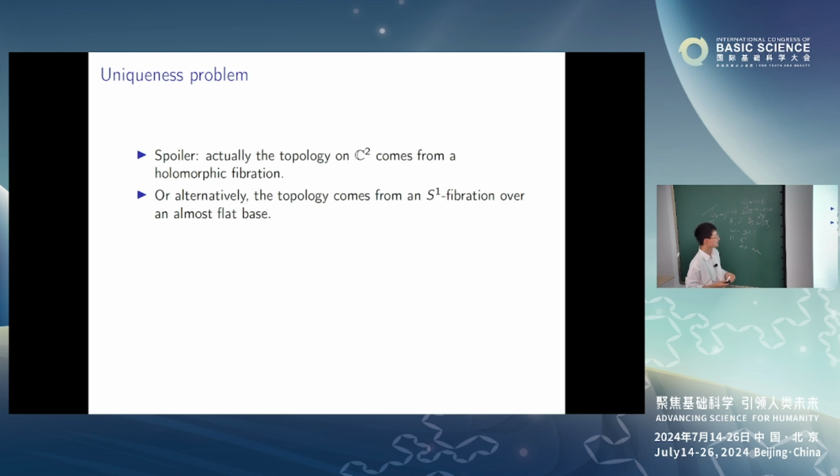So by now we understand there are several viewpoints from which you can understand LeBrun's example. People think Calabi-Yau metrics should come from some topological reasons. People think that C2 doesn't have topology, but in fact C2 does have some topology. That topology comes from extra data. So for instance, the one on C2 really comes from a holomorphic fibration structure. And alternatively, you can think the topology comes from some S1 fibration structure on C2.